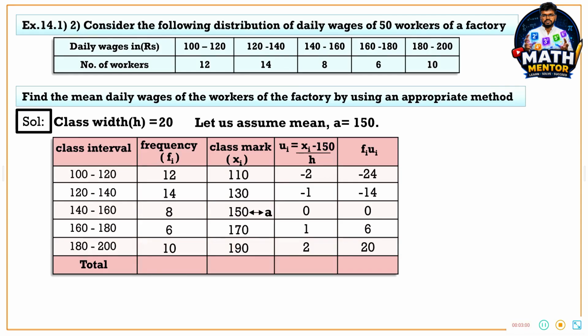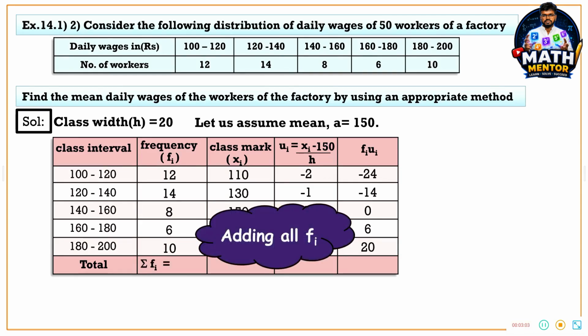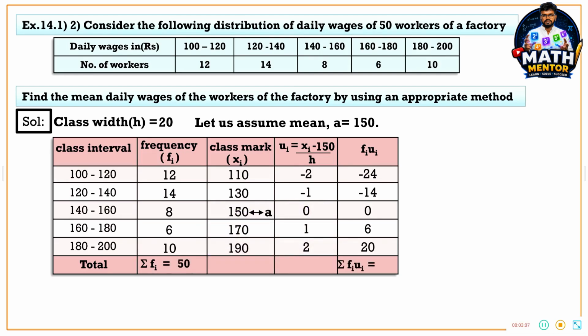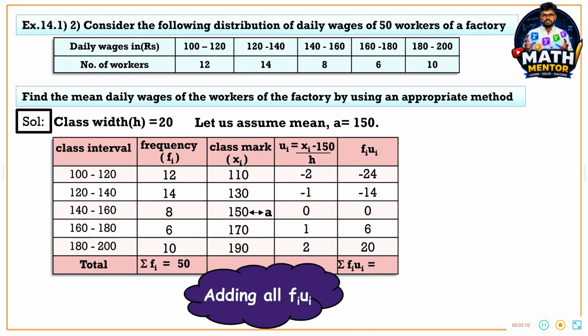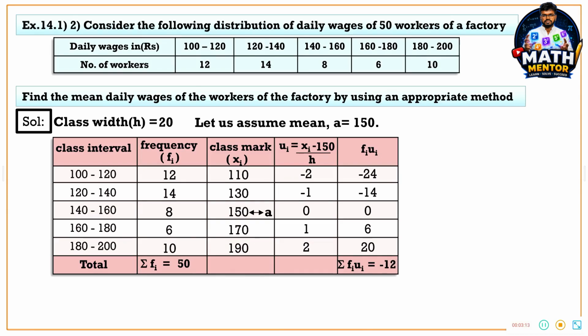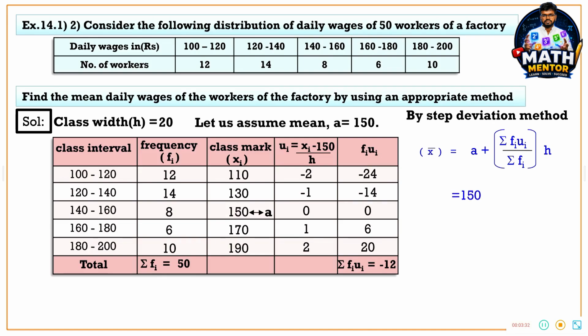First we will add up all fi's. It is already given in the question, that is 50. Next we will add up all fi ui's. The sum of all fi ui's is minus 12. Now we will use the step deviation method: mean is equal to a plus sigma fi ui by sigma fi into h. We will substitute all the given values. So a is 150, sigma fi ui we calculated is minus 12, by sigma fi which is 50, into class width or height, which we know is 20.